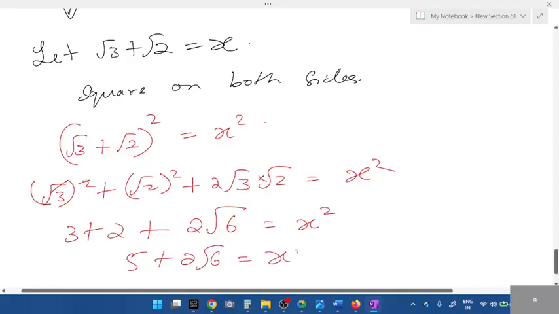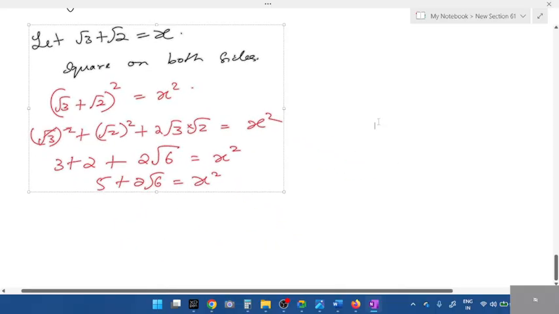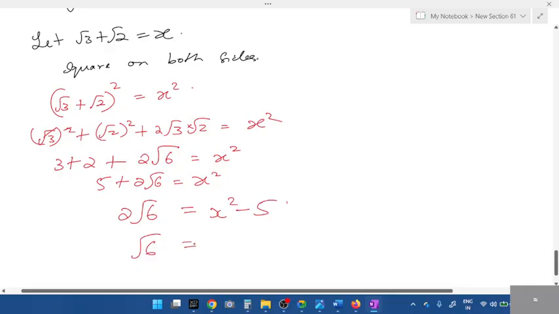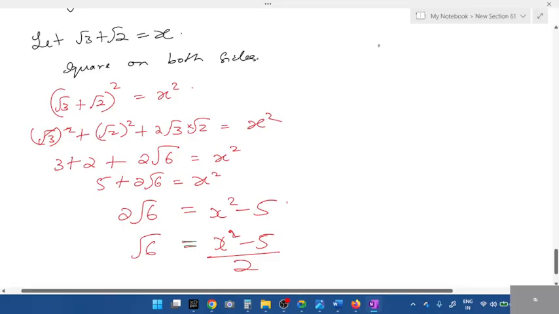Which is the irrational number here? Root 6. Apart from root 6, other numbers are rational. So what you do, first shift plus 5 to the other side. 2 root 6 is equal to x square minus 5. Second, bring down 2. Make sure only the irrational number is on the left hand side. X square minus 5 divided by 2. So on the left hand side we have irrational, on the right hand side we have rational. According to a simple linear equation, whenever equal to is given, it should be 5 is equal to 5. This is the right statement.